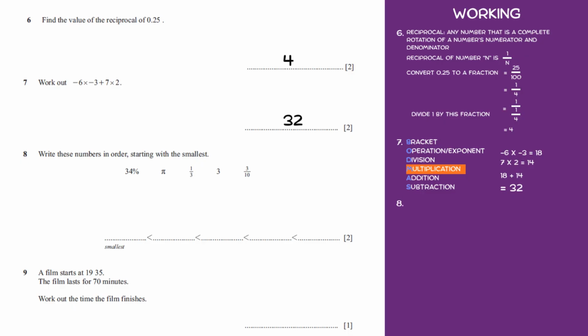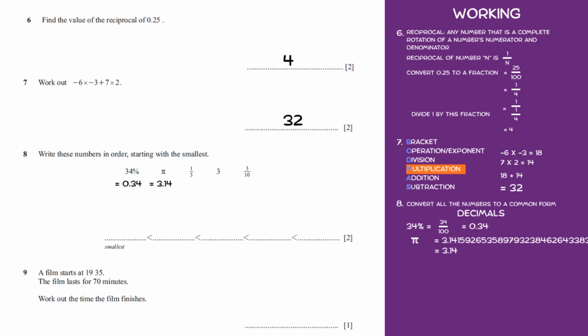In question 8, we are asked to write these numbers in order. The simplest way to do this is to convert all these numbers into a common form. In this case, it is easier to use decimals. To convert 34% into a decimal, we just divide by 100, giving us 0.34. The value pi is infinitely recurring but simplifies to 3.14. Similarly, 1 over 3 is also infinitely recurring but simplifies to 0.33. 3 can be left as it is. 3 over 10 is just 3 divided by 10, which is 0.3.